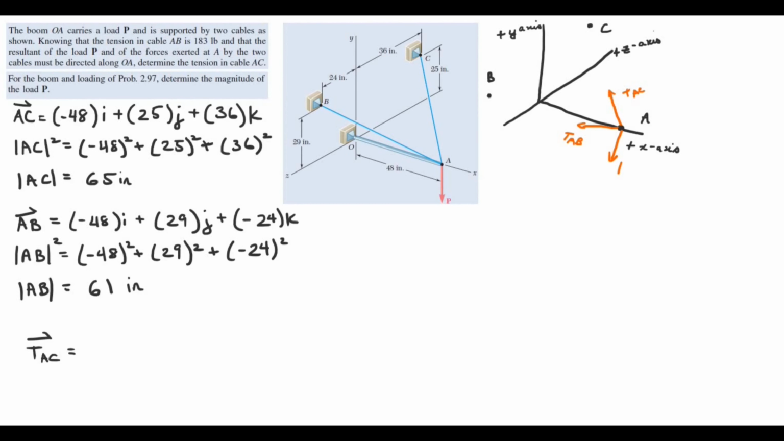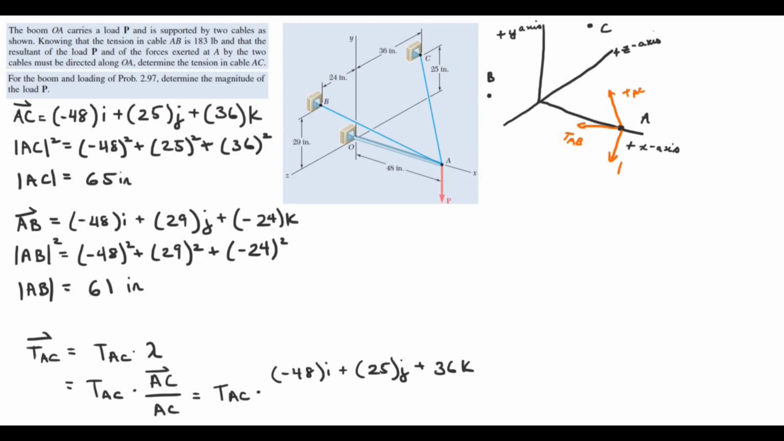If you recall, the tension AC is equal to its magnitude times the unit vector, and this can be broken down into the magnitude, tension AC, times minus 48 I plus 25 J plus 36 K over the magnitude, which is 65.